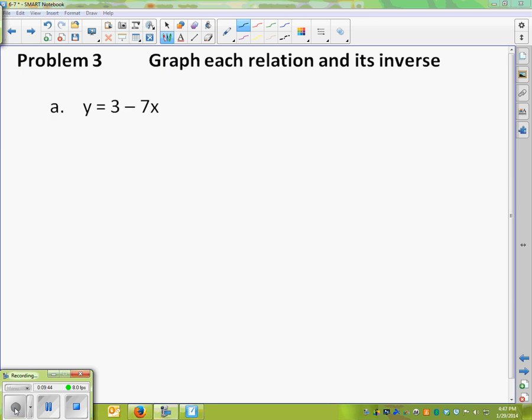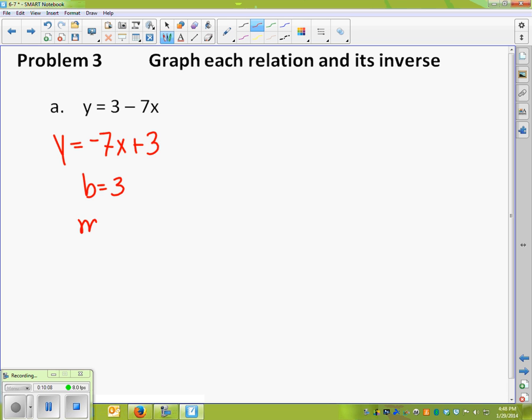The last topic we're going to talk about in this portion is just to graph each relation and its inverse, or graph each equation and its inverse. So let's start with graphing the equation that's given to us. I want to first put it in slope-intercept form. y equals negative 7x plus 3. I have a y-intercept of 3, a slope of negative 7.